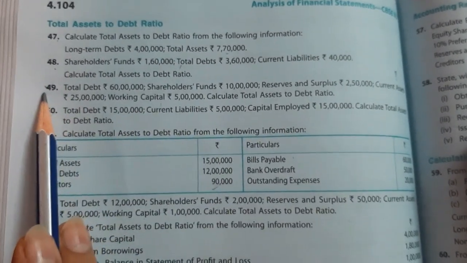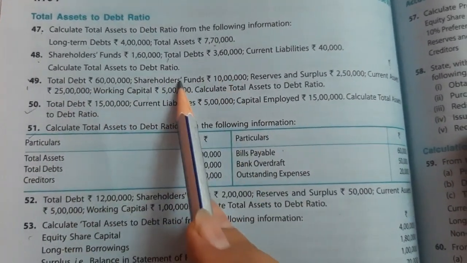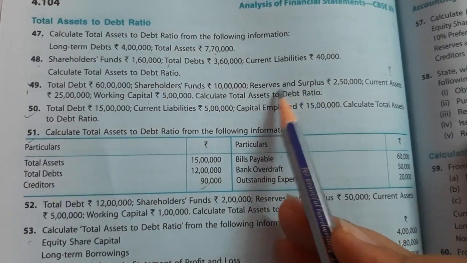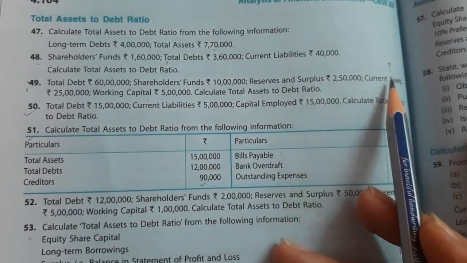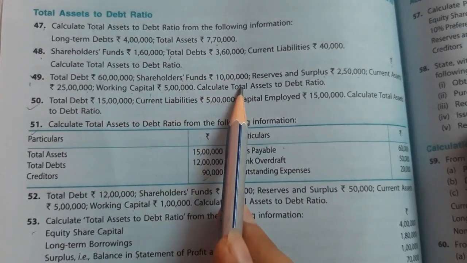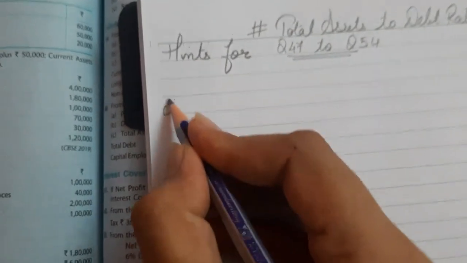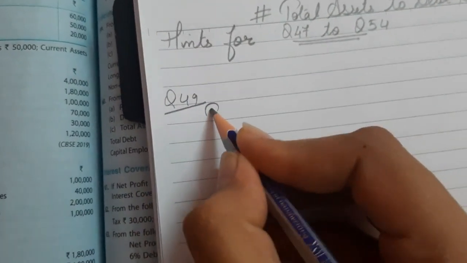So starting with question number 49, see, total debts rupees 60 lakh, shareholders fund rupees 10 lakh, reserve and surplus 2 lakh 50,000, current assets 25 lakh, working capital 5 lakh. Calculate total assets to debt ratio. Now for this ratio what do we require? First of all, write down the formula.